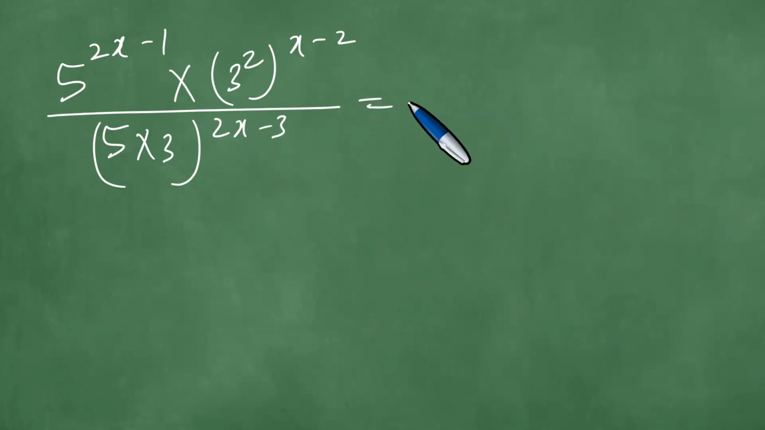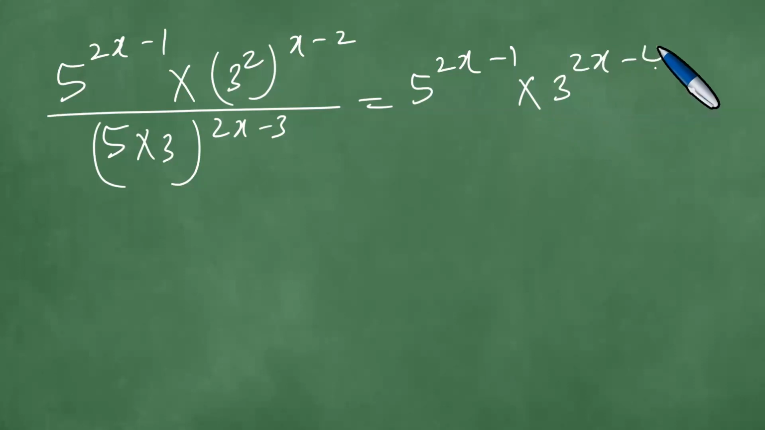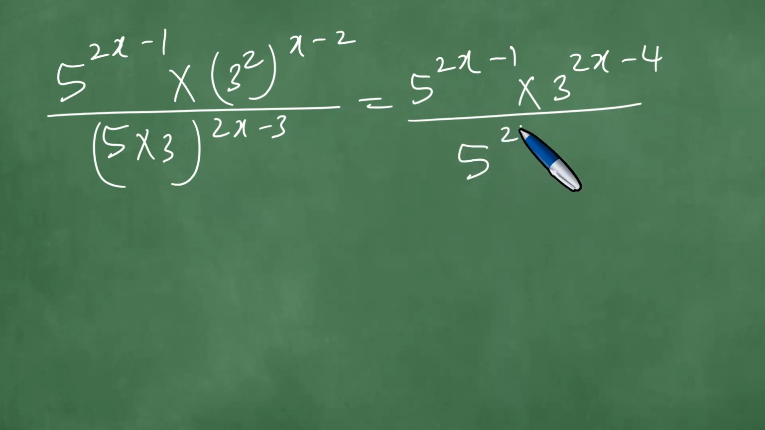Next, what do you do here? Right, so because of this, then you multiply out the tops, so you have 5 to the power 2x minus 1, and then here we have 2. 2 multiplies the top, right? 3 to the power 2x minus 4 divided by here. What do you get here, Leander? So this one is 5 to the power 2x minus 3 times 3.